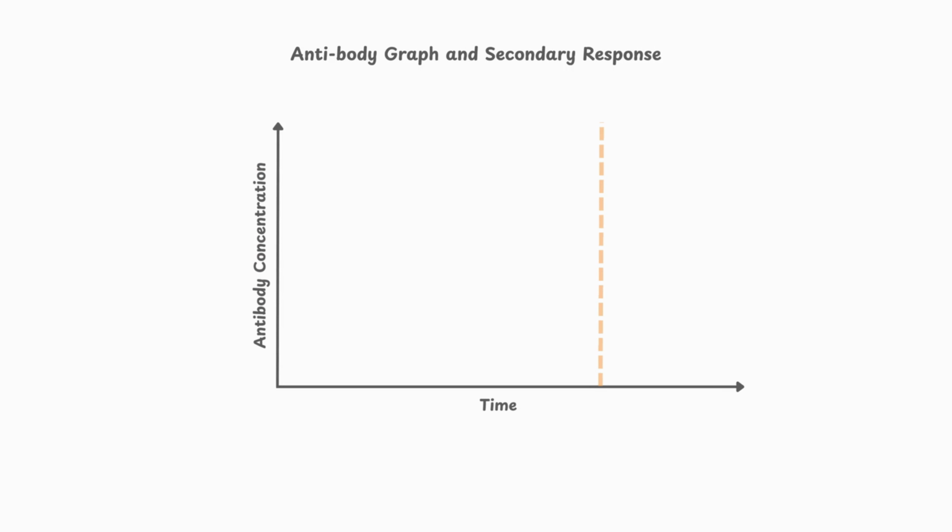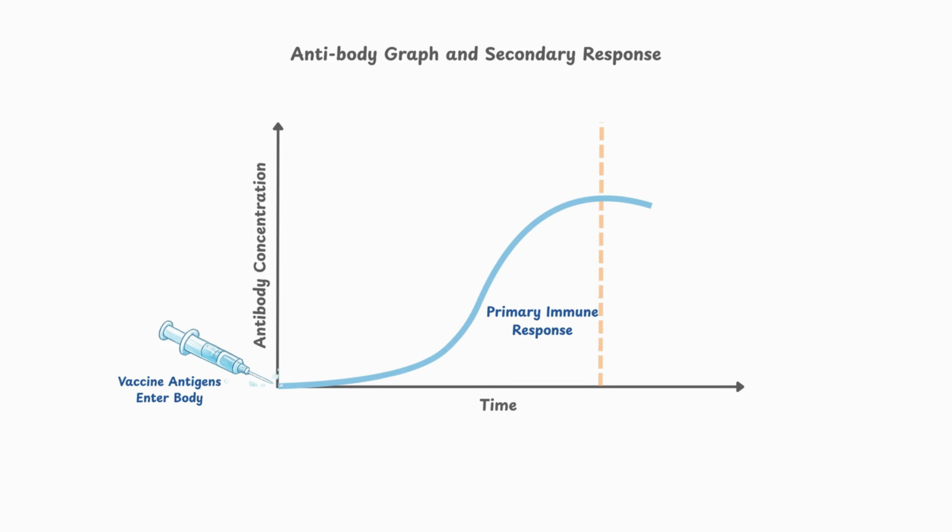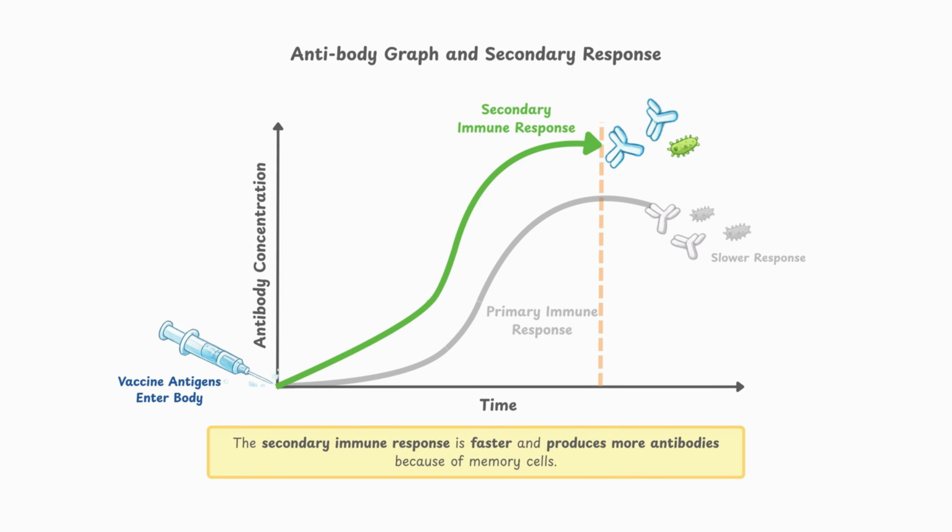This graph helps us visualize why vaccination provides such effective long-term protection. The first exposure to the pathogen produces a primary immune response, which is relatively slow and generates a smaller number of antibodies. However, during the second exposure, memory cells recognize the pathogen immediately and trigger a secondary immune response. This response is much faster and produces a far greater concentration of antibodies. Because antibodies are produced so rapidly, the pathogen is eliminated before it can multiply and cause symptoms. This is why vaccinated individuals are often protected from disease even when they are exposed to the pathogen again.